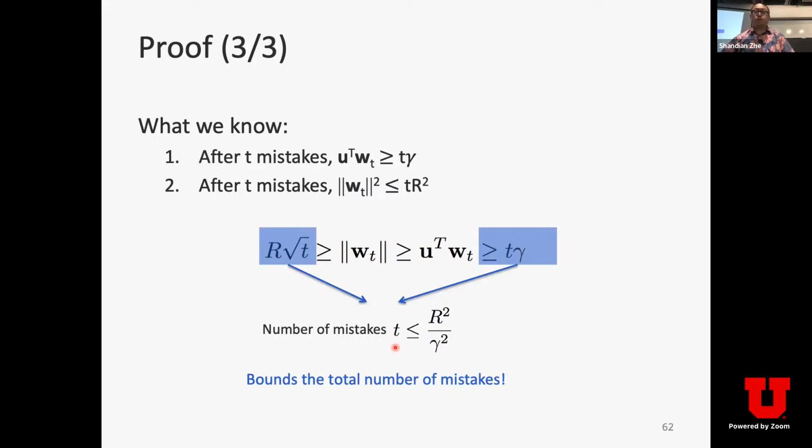It bounds the total number of mistakes. Okay, any questions so far? Okay, so hopefully after the class you can go through these slides to get familiar with this proof as well, because in our homework you're going to be asked to prove a slight variant of this mistake bound. The proof steps are exactly the same, but you need to make some slight modification.